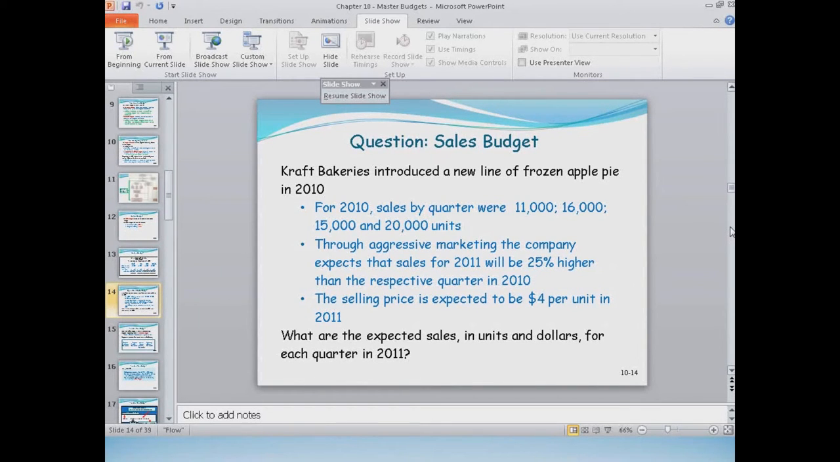Okay, do this one. This will be so fast. Okay, Kraft Bakery, they just did the new line of apple pie. For 2010, sales were 11, 16, 15, and 20,000. They expect that they're going to increase their sales 25% in their respective quarter. And then what is the expected sales in units and dollars? Pretty basic. Very basic. Then it's respective quarter. So quarter one in 2011 is 25% higher than the previous quarter one.